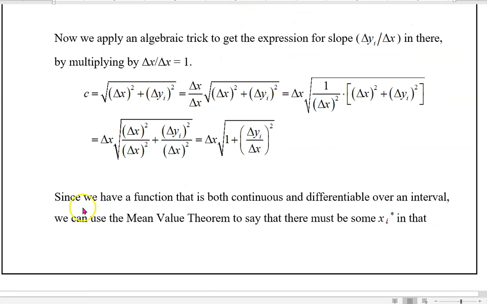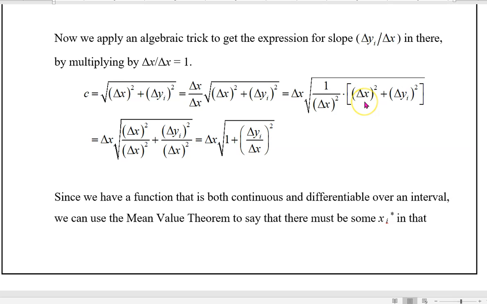Now we apply an algebraic trick to get the expression for slope, delta y sub i divided by delta x. We're going to multiply by delta x divided by itself, which of course is the number 1. So we start with the Pythagorean theorem expression for c, which is the hypotenuse of that right triangle. We multiply it, numerator and denominator, by delta x. We'll leave the numerator delta x on the outside, but we slide the denominator delta x into the radical by squaring it. Once we do that, we'll distribute it over the two terms that were originally underneath the radical.